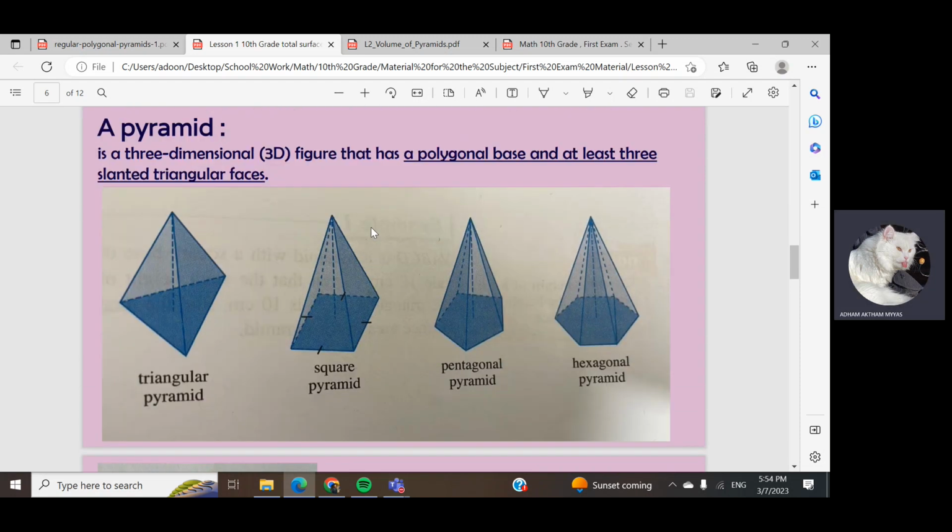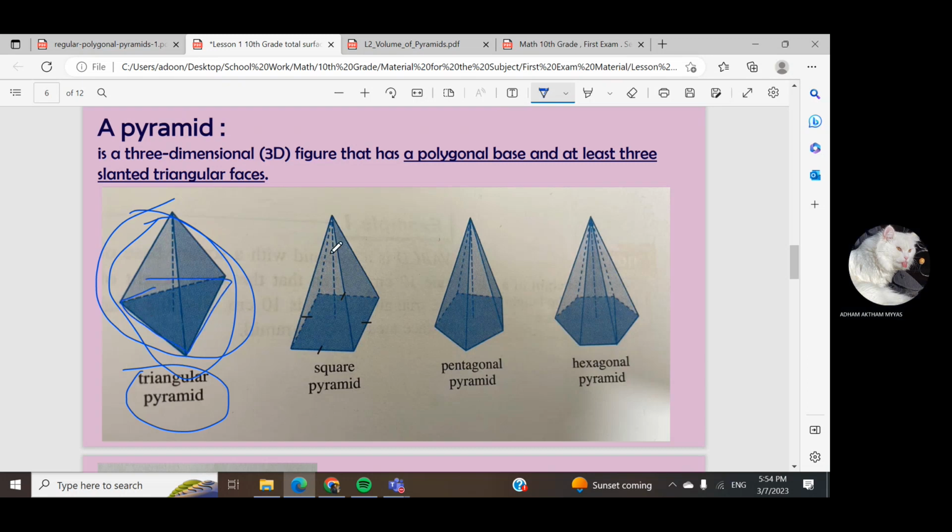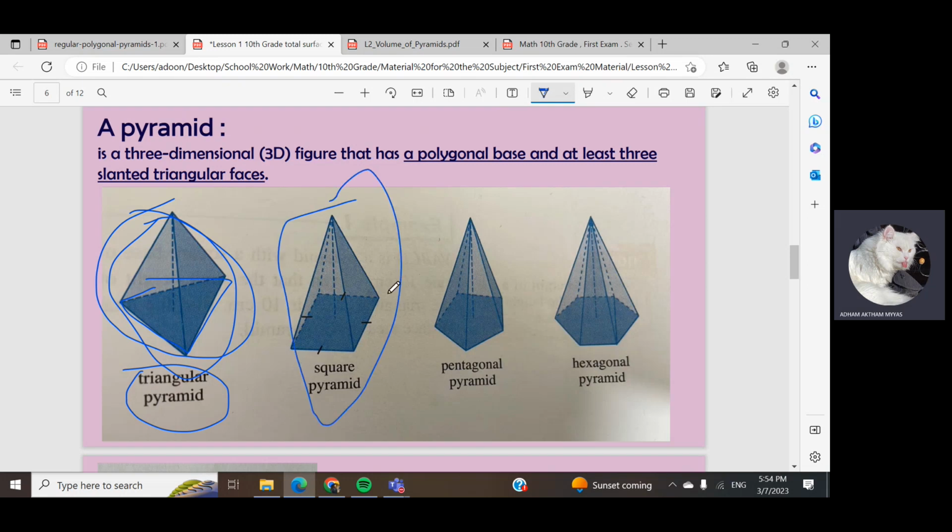Now let's talk about the pyramid. The pyramid has its name by its base. We can see that this pyramid is named a triangular pyramid because its base is a triangle. This pyramid is a square pyramid because it has a square base. This is a pentagonal pyramid because it has a pentagon base, and so on.